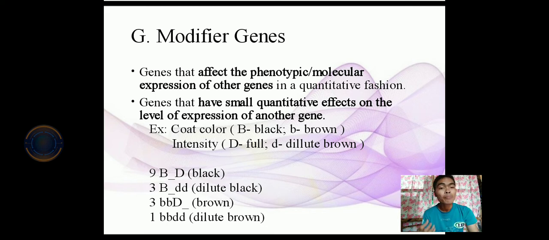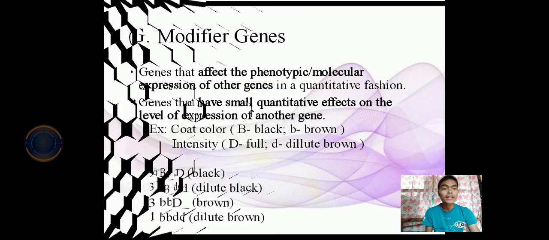At ito namang 3, may tatlong dominant B and homozygous recessive d, which refers to dilute black. Kasi yung B, which is black, and yung d, dilute or faded. Kaya, yun po ang illustration niya. So, ito yung modifier genes, nagmo-modify lamang siya. There is always a connection between them.